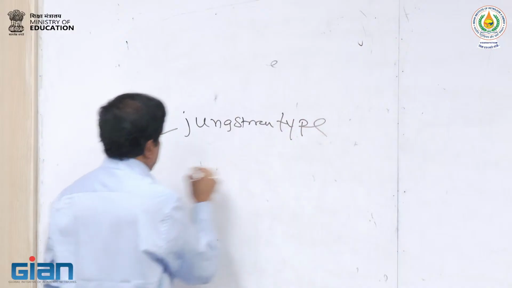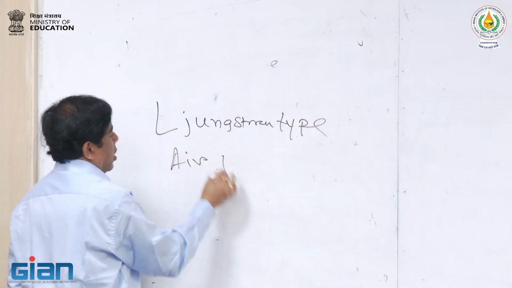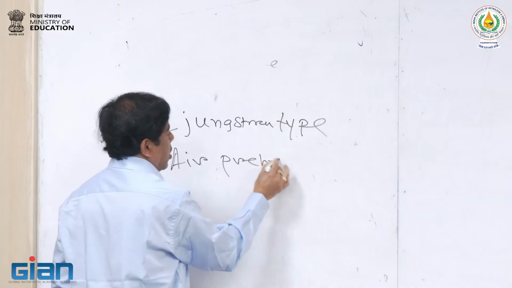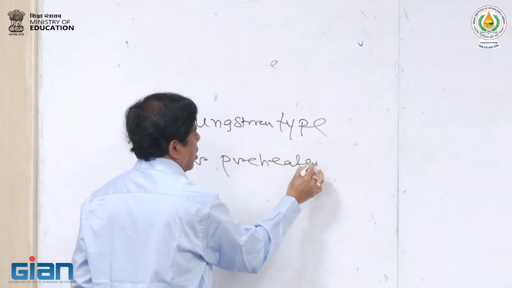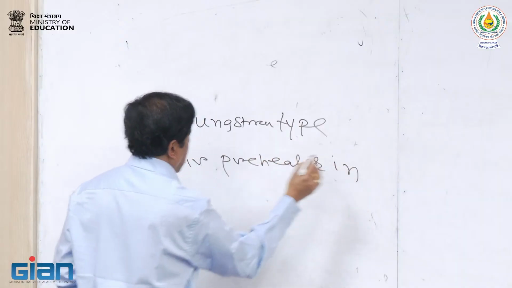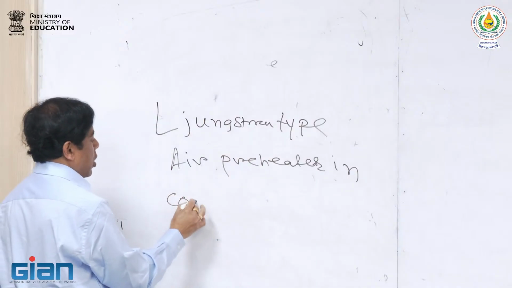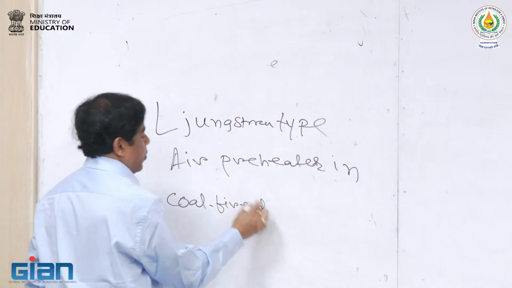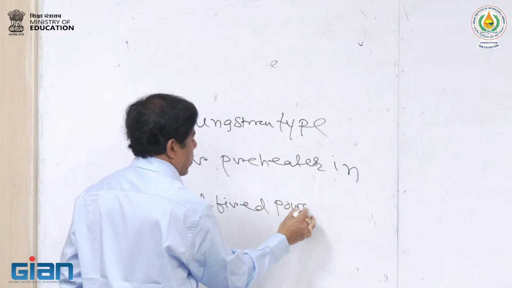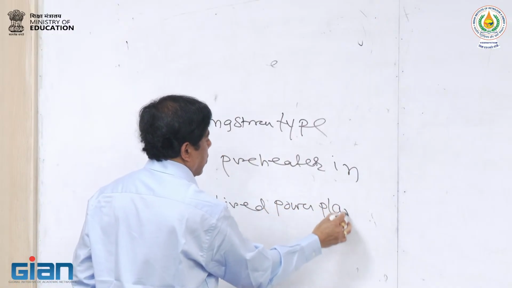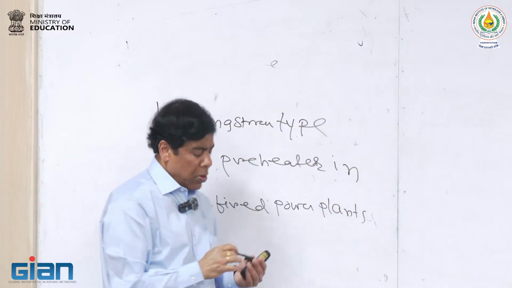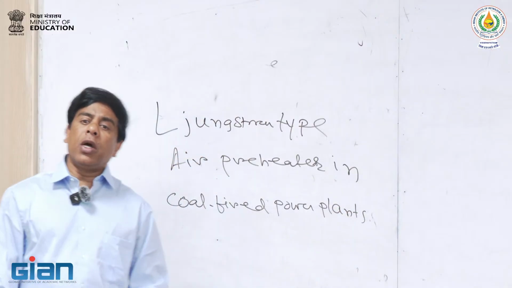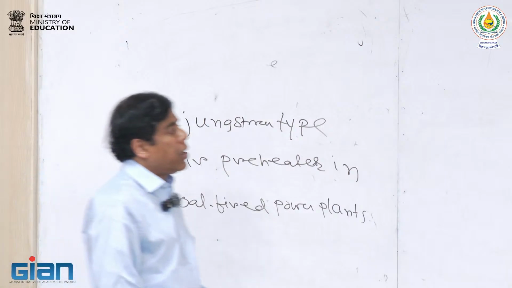So I will say that if you just want to read about the typical design that we have, it's a Ljungström type air preheater in coal-fired power plants.